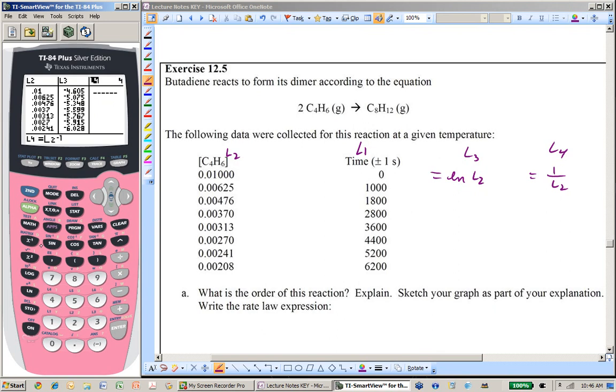Reciprocal of everything in L2, please. All right, now let's run our regressions. Stat, calc, 4, enter. Didn't mean to do it that way. I took a shortcut, sorry.